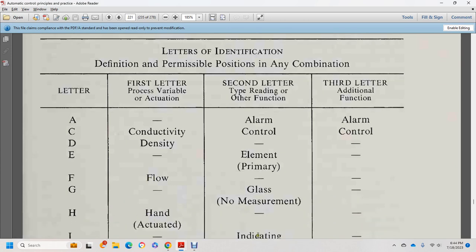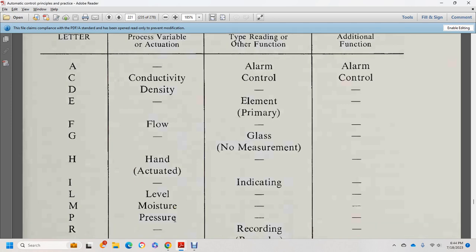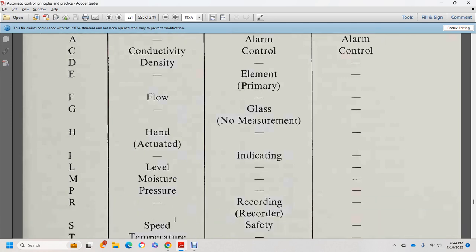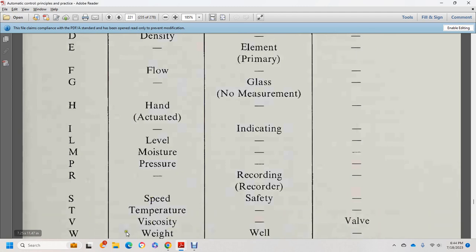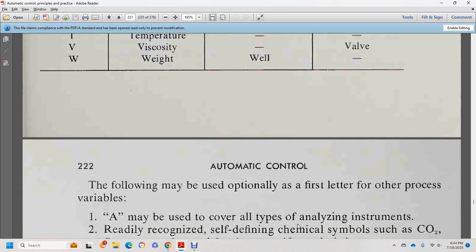H, hand, actuated. I, indicating. L, level, first. M, first, moisture. P, first, pressure. R, second, recorder, recording. S, speed first, safety second. T, temperature first. V, viscosity first. W, weight first; W, second, well. And then, alright, the following may be used optionally with the first letter of the other variables.